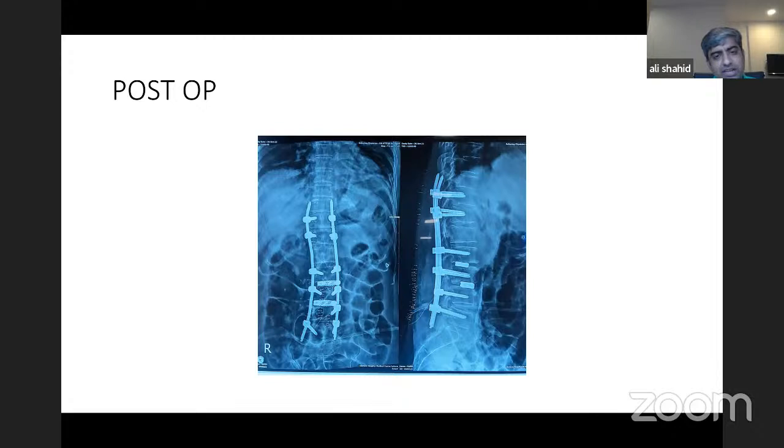L2-3, L3-4 DLIF nicely restored the sagittal balance, and the patient's symptoms were relieved actually. She got better. She got significant relief of the symptoms.